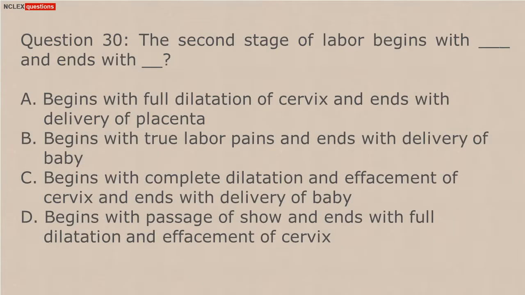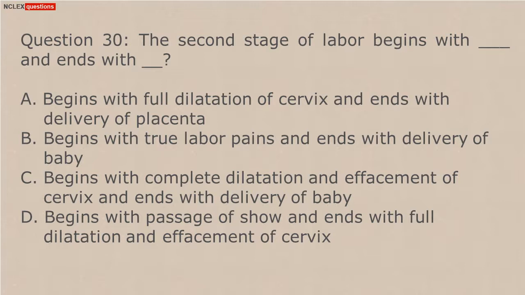Question 30. The second stage of labor begins with blank and ends with blank. A. Begins with full dilatation of cervix and ends with delivery of placenta. B. Begins with true labor pains and ends with delivery of baby. C. Begins with complete dilatation and effacement of cervix and ends with delivery of baby. D. Begins with passage of show and ends with full dilatation and effacement of cervix.